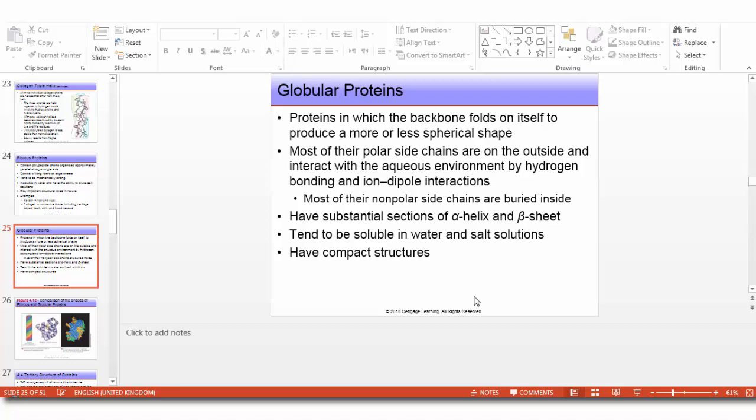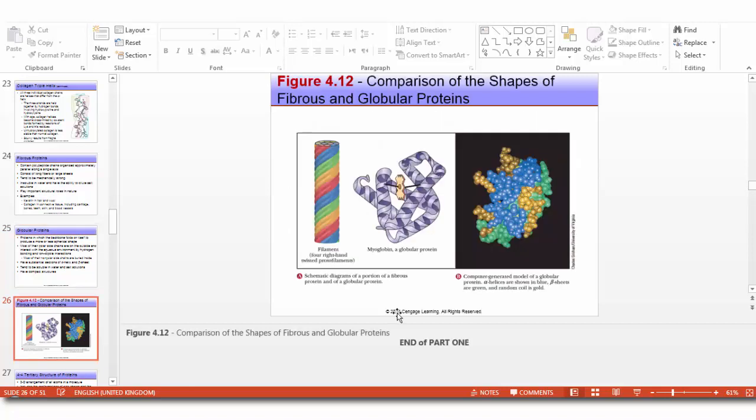In addition, they have various functions. A globular protein can transport oxygen as in hemoglobin, or it can be an enzyme which catalyzes a reaction, or a hormone, etc. So globular proteins have various functions, as opposed to fibrous proteins, which have only a structural function. This figure shows us the comparison of the shapes of fibrous and globular proteins.